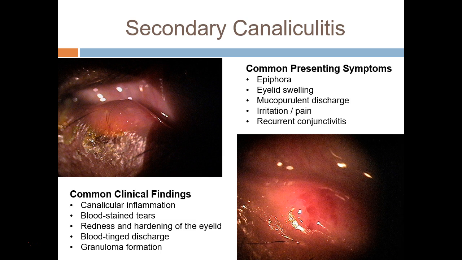It's a little different than primary. Really the main difference, you might have some blood-stained tears. You see a little bit of blood right there, some redness and hardening of the eyelid.